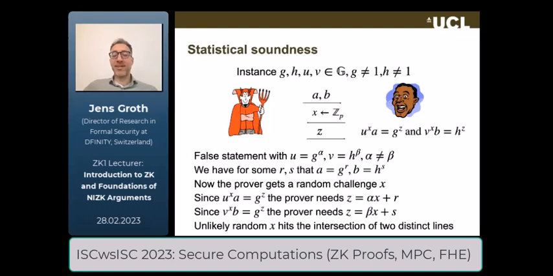Most likely you will have some different point where you get two different values of z, and then the prover is stuck and cannot get just one z that matches both equations. Okay. Any questions on this proof of equivalent discrete logarithms?